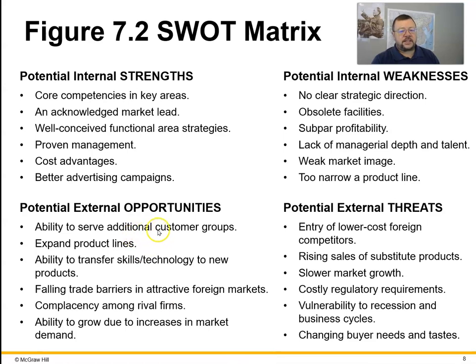Potential opportunities. Examples might be an opportunity to serve an additional customer group. Can we extend our product line so that we're serving, say, seniors as well as young people? That would be market segmentation. We might be able to transfer our skills to a new product. 3M, Minnesota Mining and Manufacturing, is an example of a company that uses its strength in adhesives to produce lots of different products. They extend that into different product lines, with the ability to transfer skills to new products.